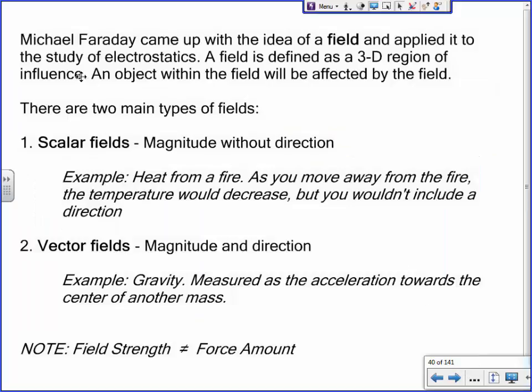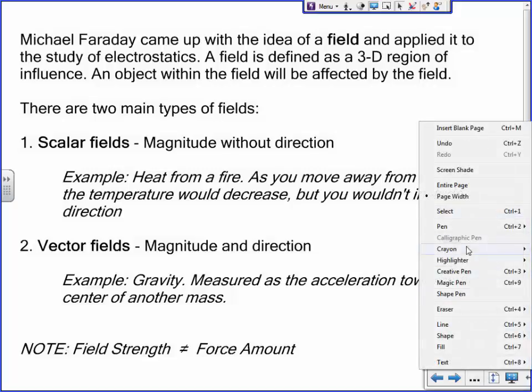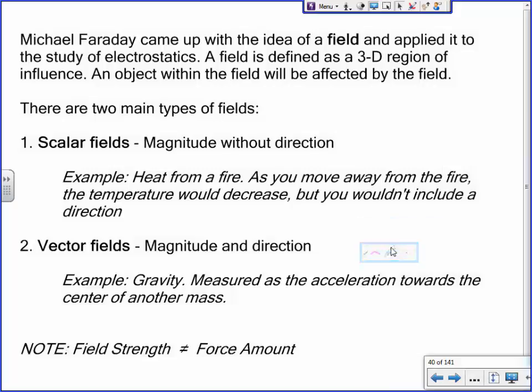Okay, so I need you guys to know this guy's name. Michael Faraday. He's going to come up again as he had huge contributions to physics, especially in the electromagnetic unit. But he was the guy who we quote as having come up with the idea of a field. Okay? And then this is actually the definition we've used for fields before. This one isn't new. Okay? A field is a 3D region of influence.